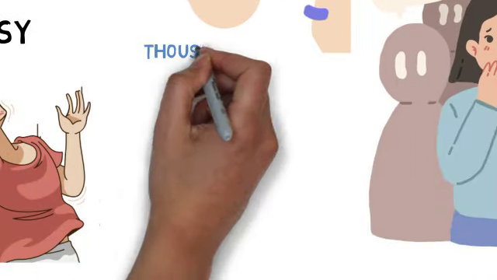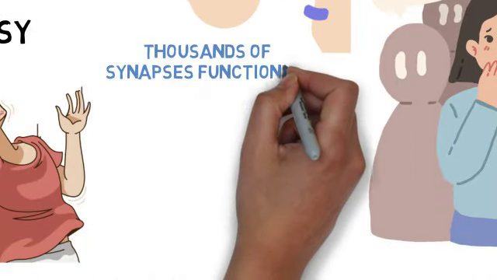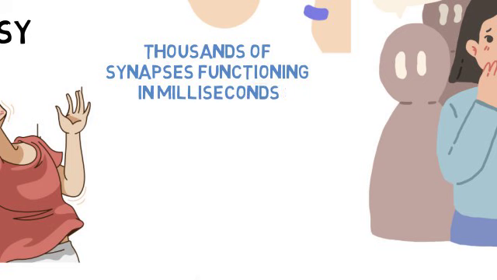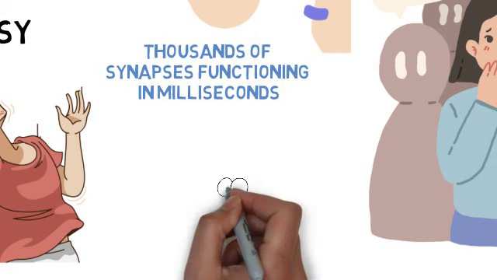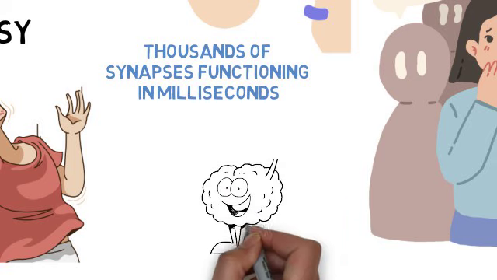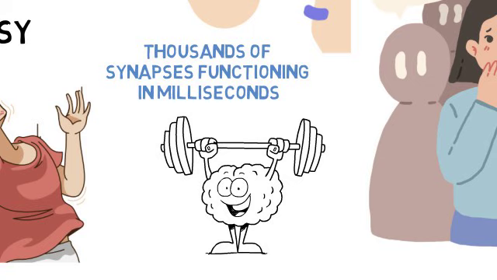A single neuron can form thousands of synapses with other neurons, and these synaptic transmissions happen incredibly fast, typically within a few milliseconds. All right, and there you have it, a review of synapses, the tiny structures that enable communication in your brain and your nervous system.